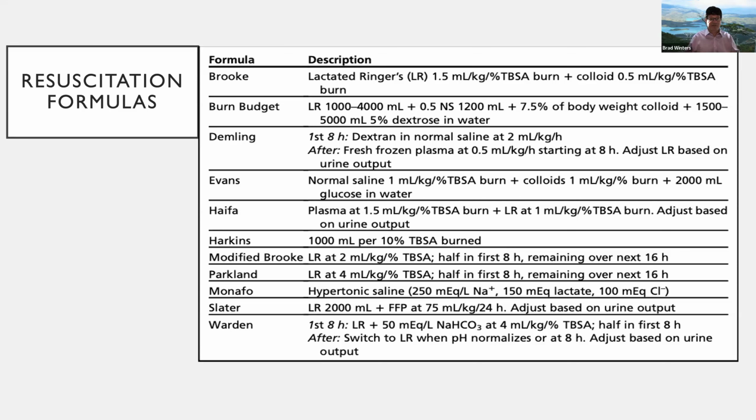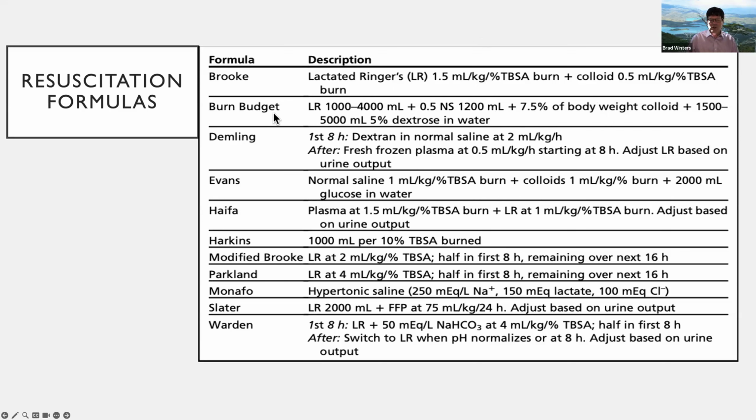And as you can see, there's a lot of different formulas. There's the Brooke, there's the Burn Budget formula, the Demling, Evans, Haifa, Harkins, the modified Brooke, the Parkland formula. The Parkland formula comes out of Parkland Hospital in Houston, Texas, in the United States. It's a very famous trauma center, and they developed this one. The Brooke one comes out of the Brooke Army Medical Center in San Antonio, Texas, which is a military hospital. They all, as you can see, are very focused on crystalloids, but they also add a lot of colloids. Some don't, some do.